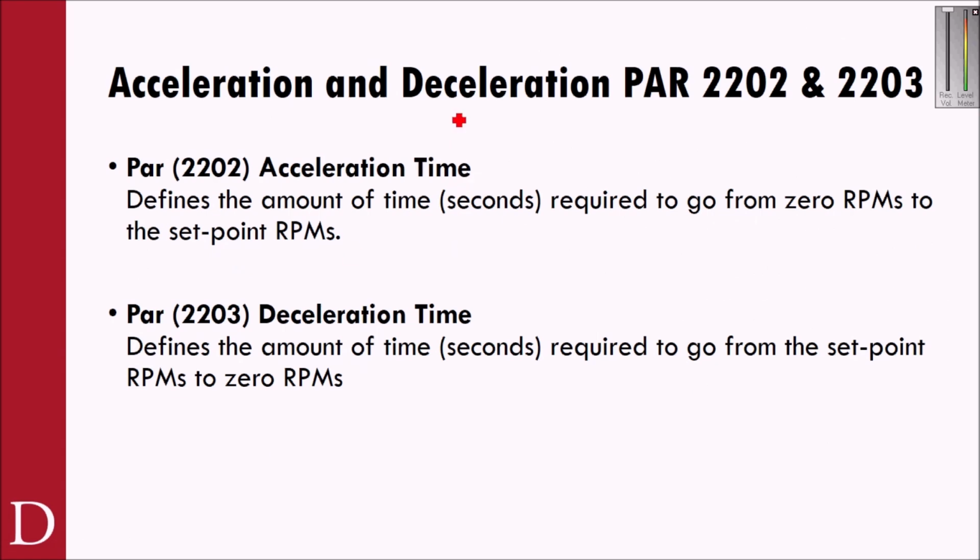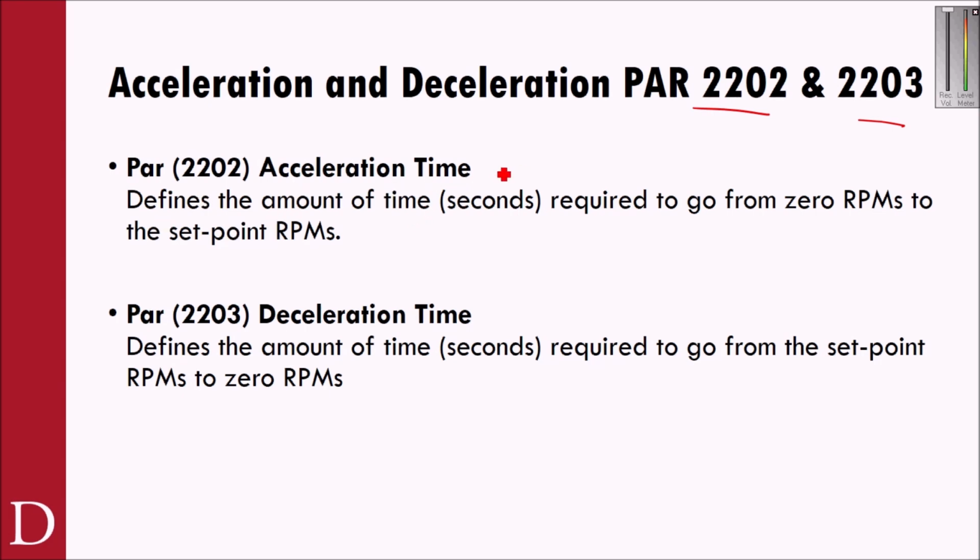Acceleration, deceleration time. So you go into parameters 2202 and 2203, and you can set the amount of acceleration and the amount of deceleration time. And these can be crazy. You could take 30 seconds to go from 0 to 1,000 RPMs, or you could take 1 second to go from 0 to 1,000 RPMs. It's up to you.